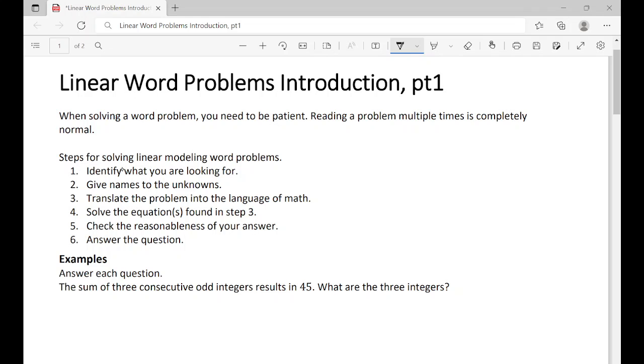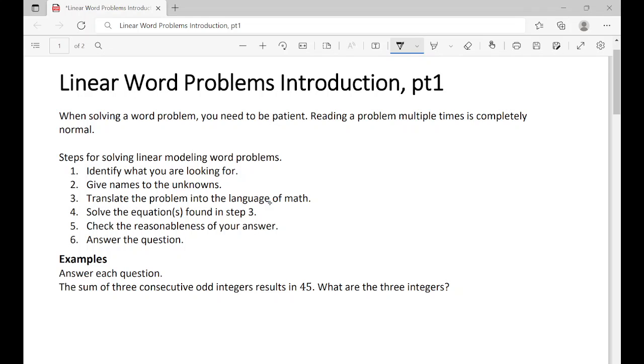Some of the steps you need to use to solve a linear word problem are: identify what you're looking for. What are you actually trying to solve for? And when you're looking for what you don't know, give names to what you don't know. Just put something down. Maybe you'll use it, maybe you won't, but just write it out. Just kind of clear up some of the story that's going on within the question.